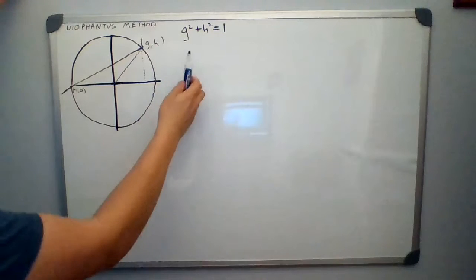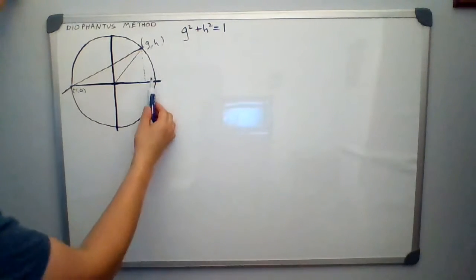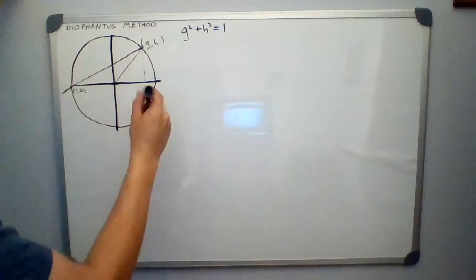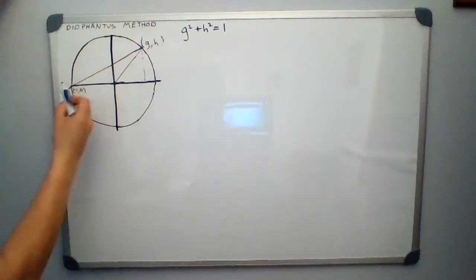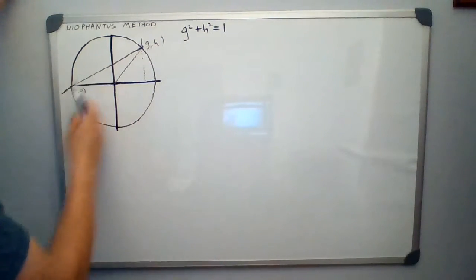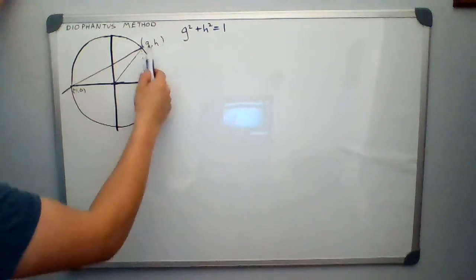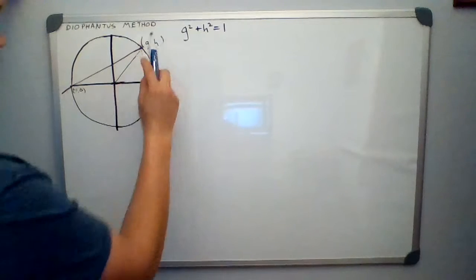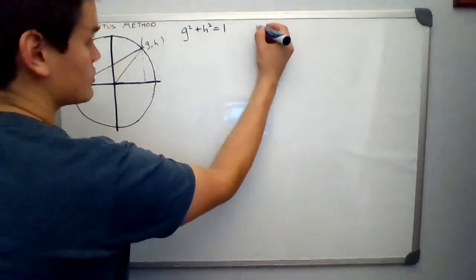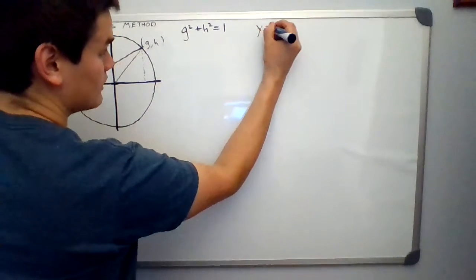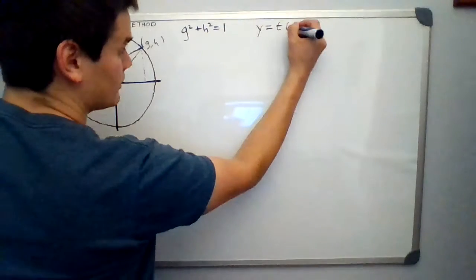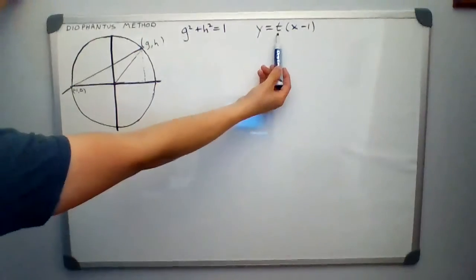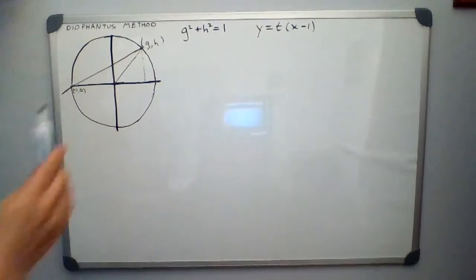So we have the first relation: G squared plus H squared is equal to 1. That gives us the circle. And then we have this line that goes through these 2 points, (-1, 0) and (G, H). So we'll write the equation of the line. It's going to be y is equal to t times (x plus 1). T is going to be our slope, and that's actually going to be the parameter.